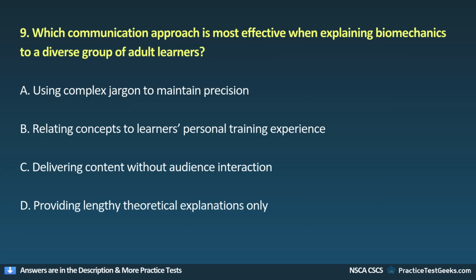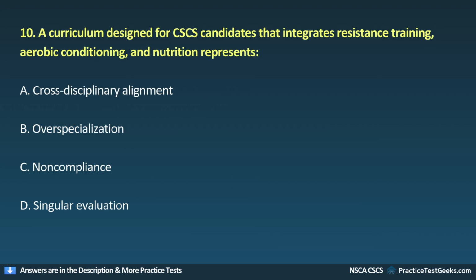9. Which communication approach is most effective when explaining biomechanics to a diverse group of adult learners? A. Using complex jargon to maintain precision. B. Relating concepts to learners' personal training experience. C. Delivering content without audience interaction. D. Providing lengthy theoretical explanations only.